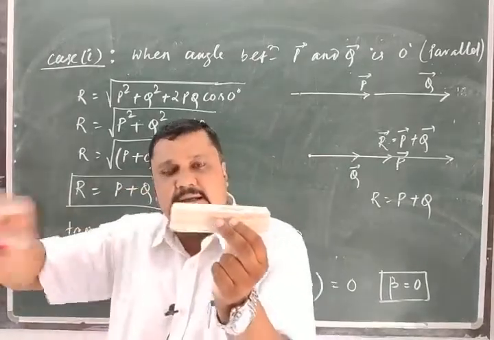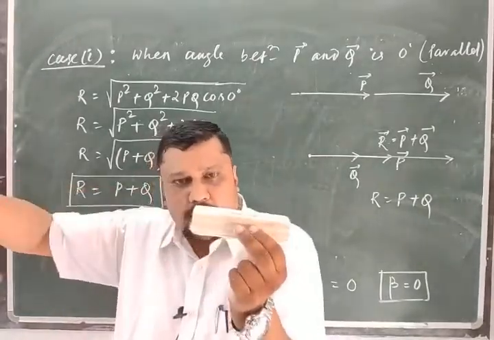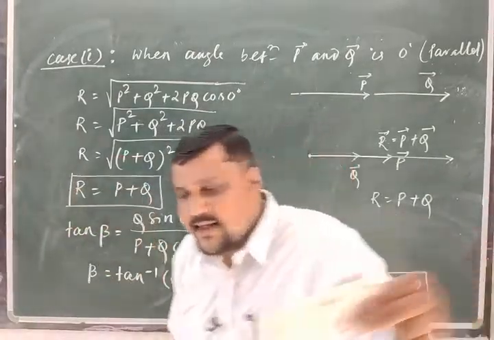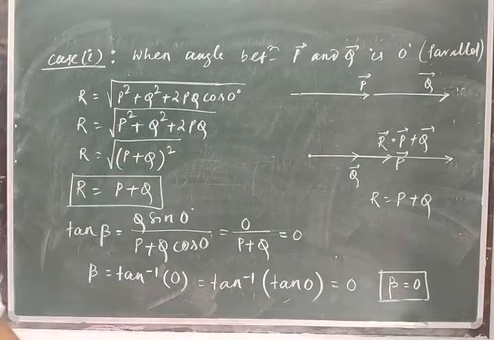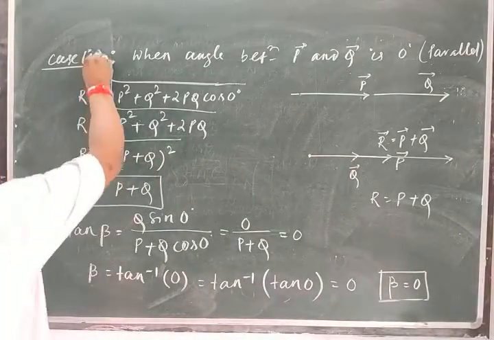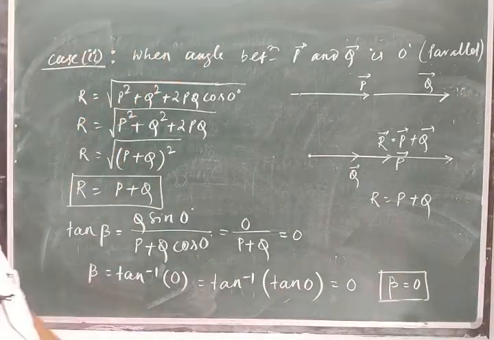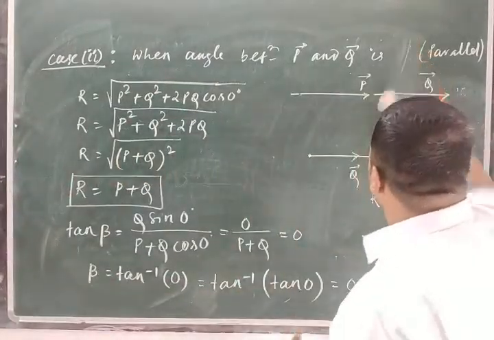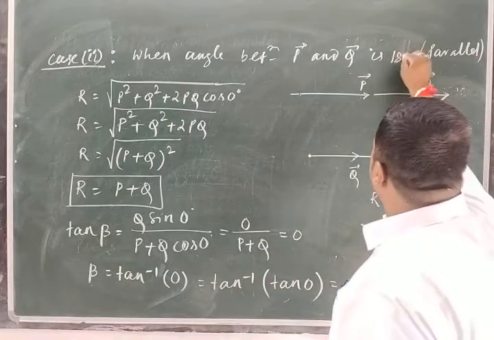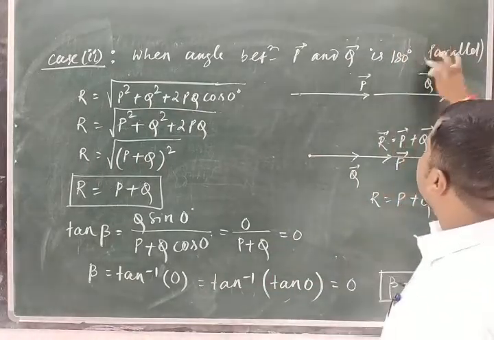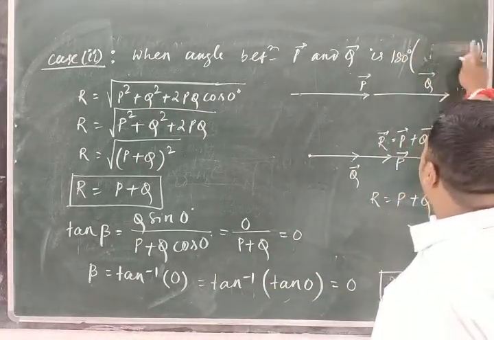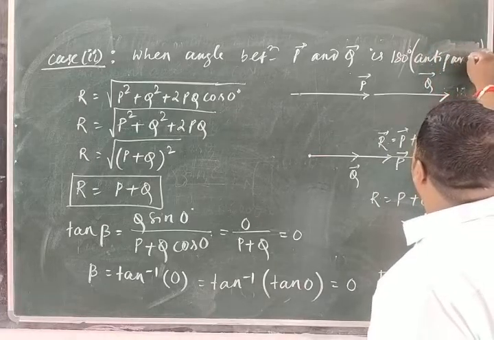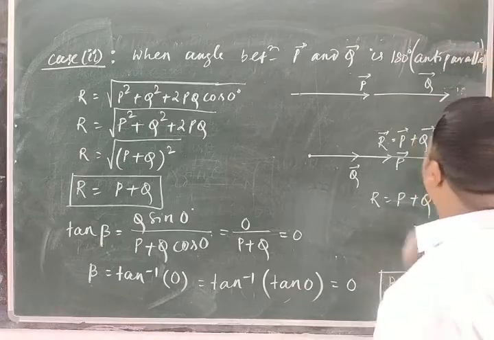What direction are we pulling? That is the direction of the 3 Newton and 2 Newton forces, and the body will move with 3 plus 2, 5 Newton, along the same direction. Now we will go for case 2. When the angle between P and Q is 180 degrees, it is called anti-parallel.